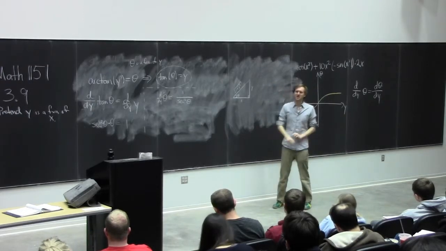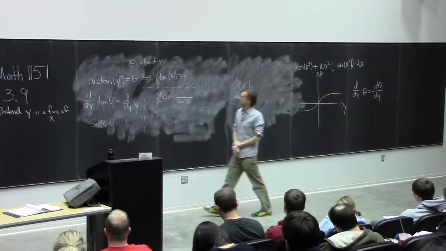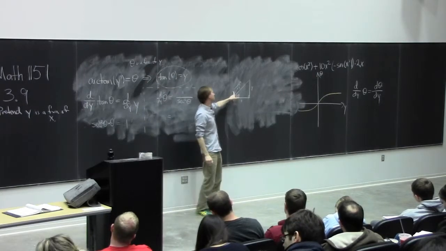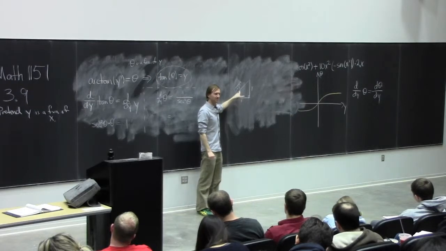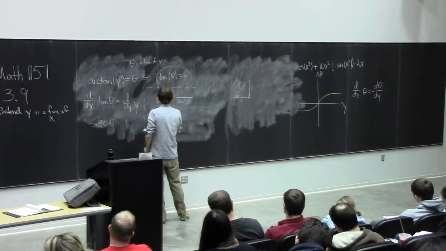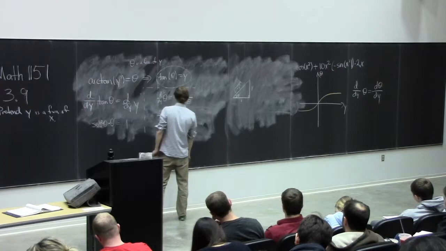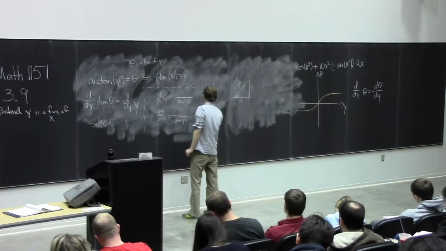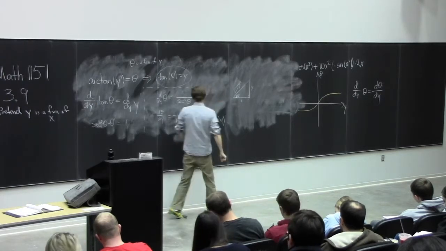So what's secant squared equal to? Secant is equal to this over this. So secant squared is just equal to the thing on the inside. So d theta dy is equal to 1 over 1 plus y squared. D theta dy is equal to the derivative with respect to y of arctan of y.